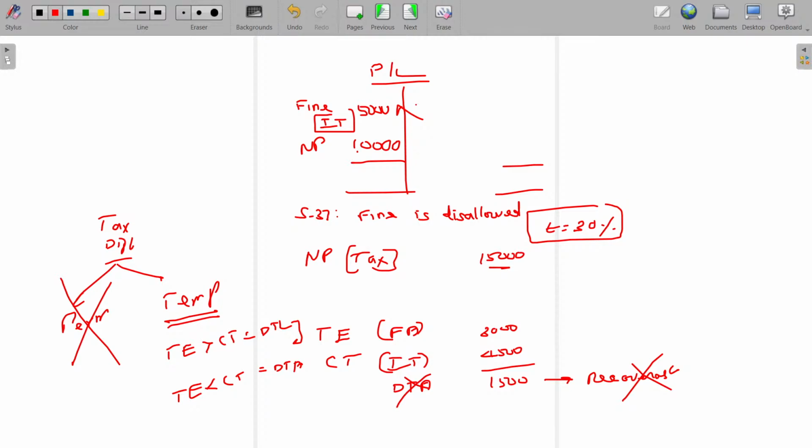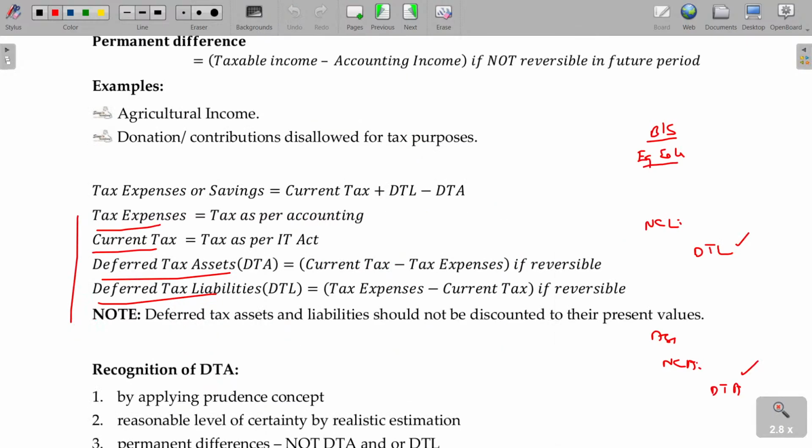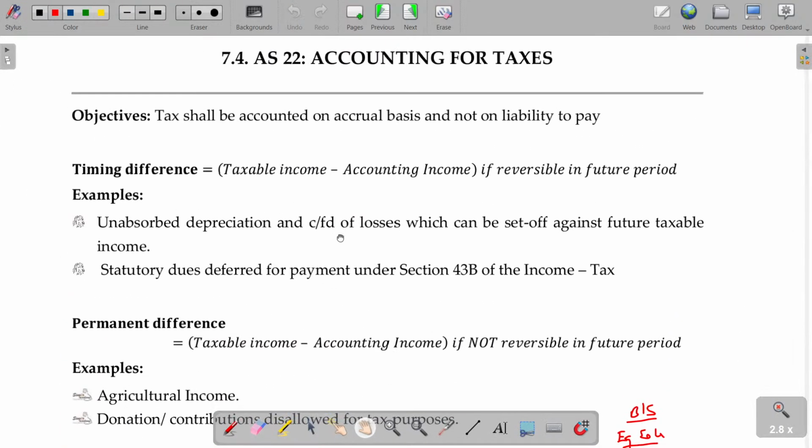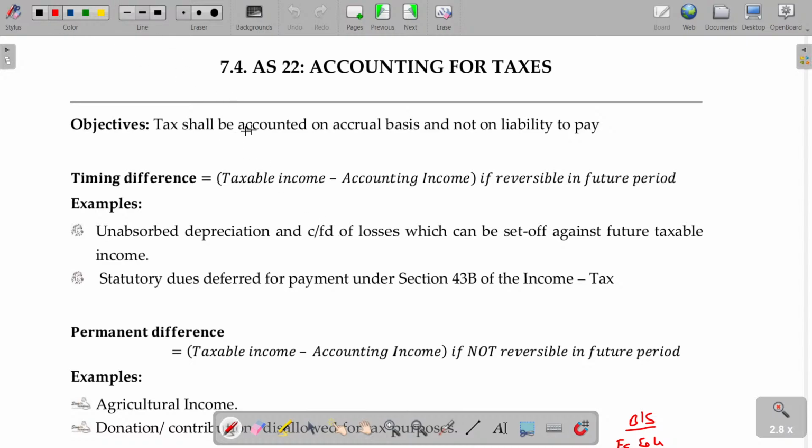The topic is almost over. Let me summarize the theory. Accounting for taxes: tax shall be accounted on accrual basis. Accrual basis means accounting, not the liability to pay. Liability to pay is the current tax, nothing but tax as per income tax. Accrual basis is the financial accounts. You are accounting using this method, but payment is totally different. Payment is as per the tax requirement.